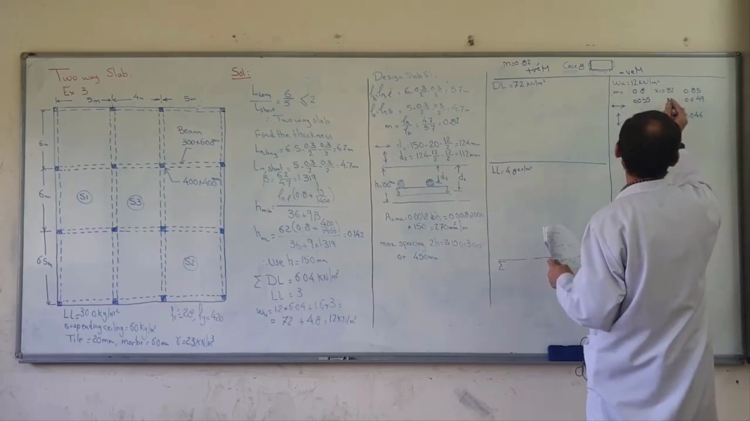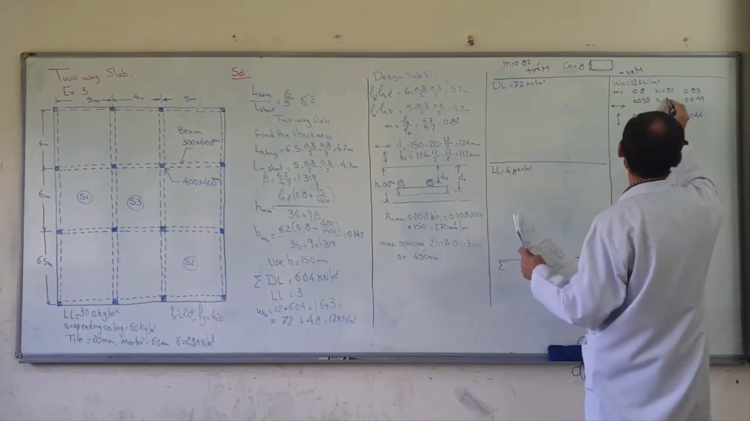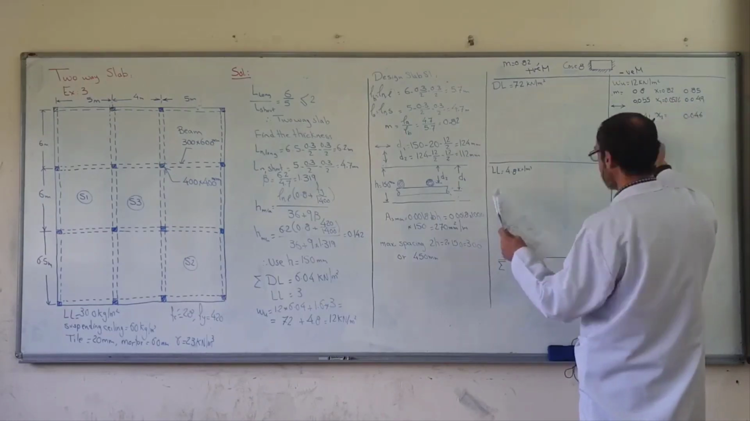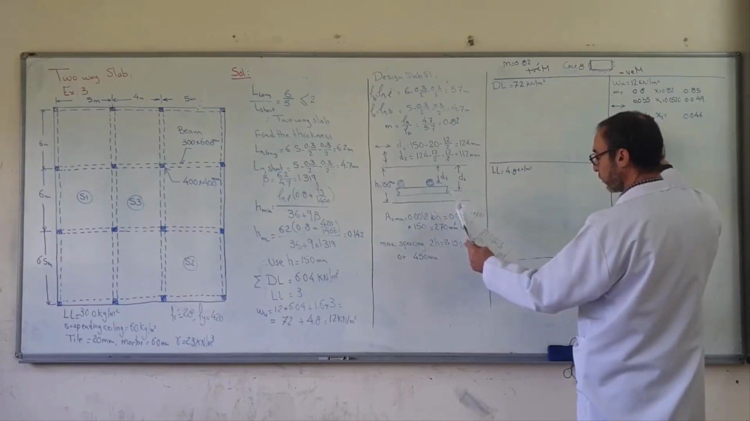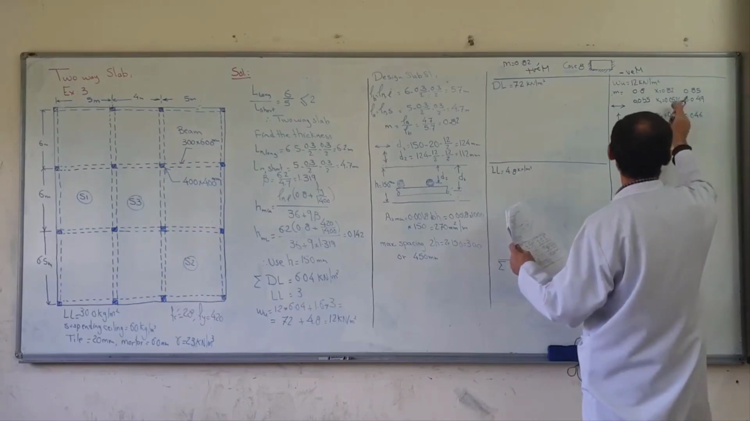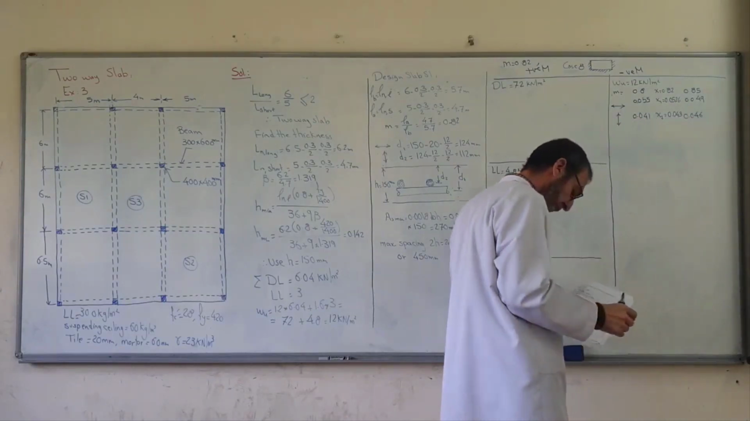x1 we can find by interpolation. x1 is equal to 0.0526 by interpolation, and x2 by interpolation between these two values is equal to 0.043. By interpolation we found this value.